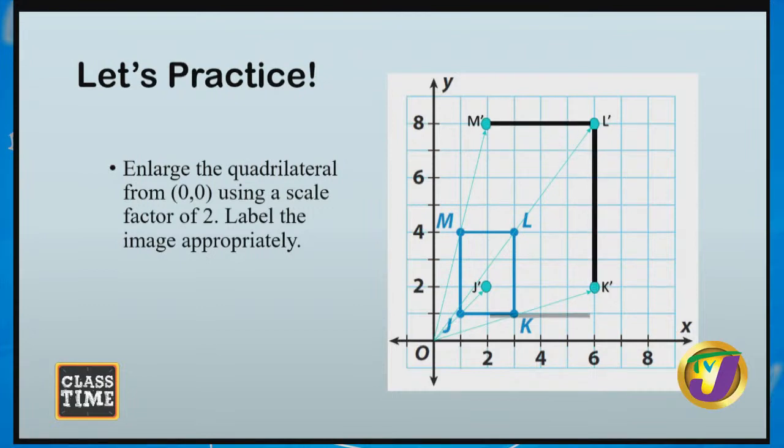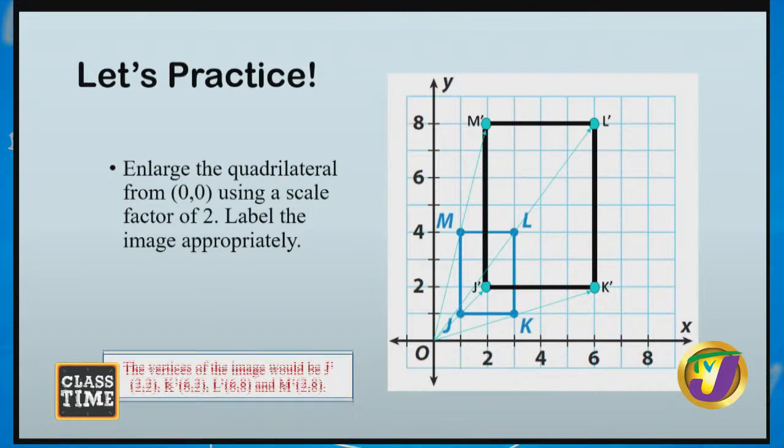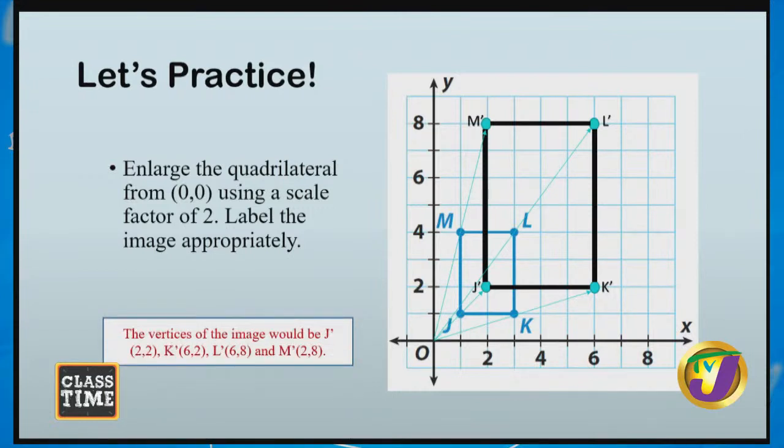And we have enlarged the object MJKL from the center of origin by a scale factor of 2. So this image is twice the size of the object. It's getting so easy for me now. We can move faster. And we all know the coordinates of each vertex.